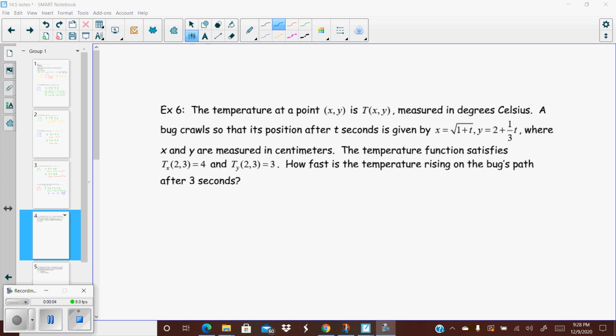All right, this is section 14.5, video number 2. So now we're going to get into a little of the application.